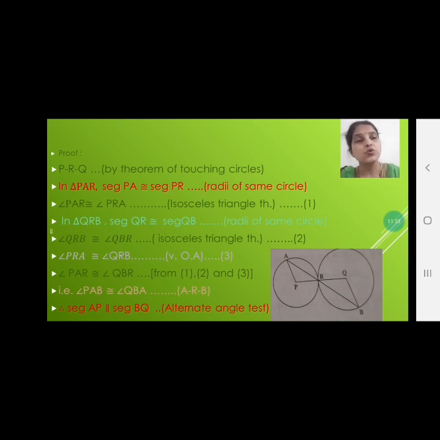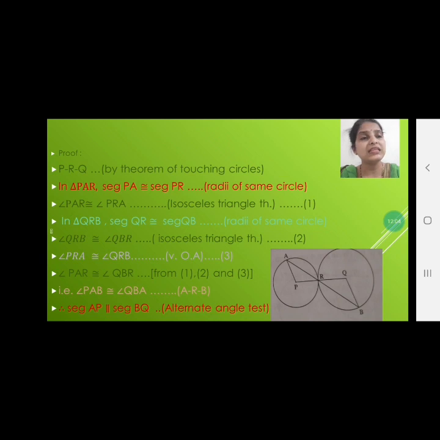So we get a triangle over there. Two sides of the triangle are equal. So what can you say about their base angles? They will be equal to one another. So angle PAR is equal to angle PRA. An isosceles triangle is forming, so by the isosceles triangle theorem, the two angles will be equal. This is my equation number 1.